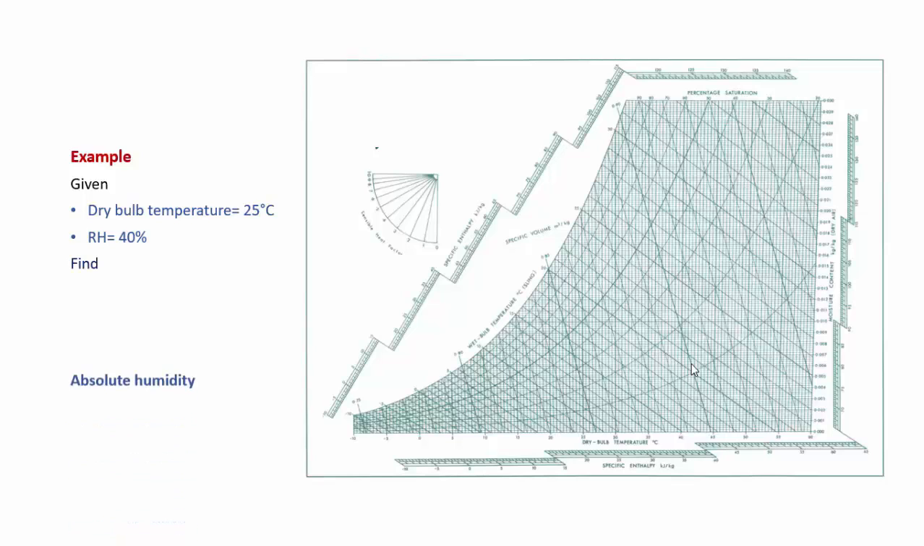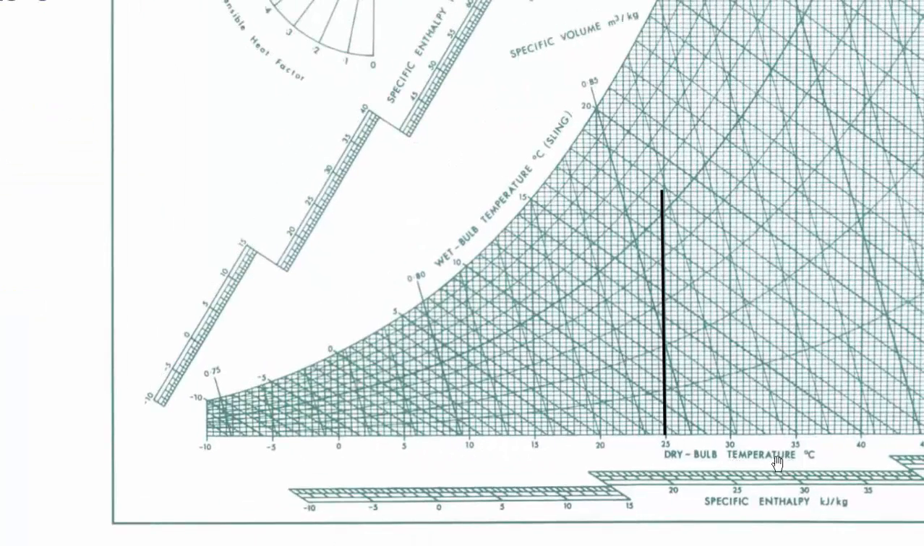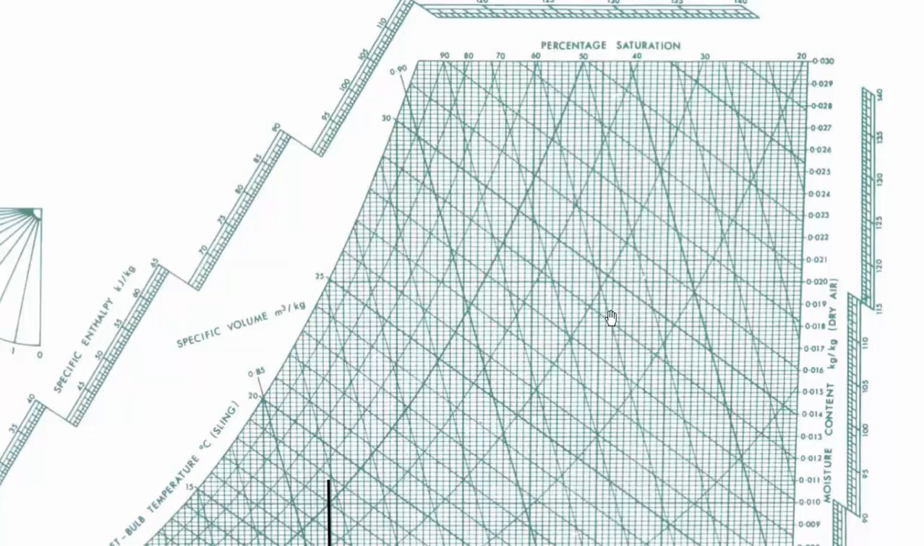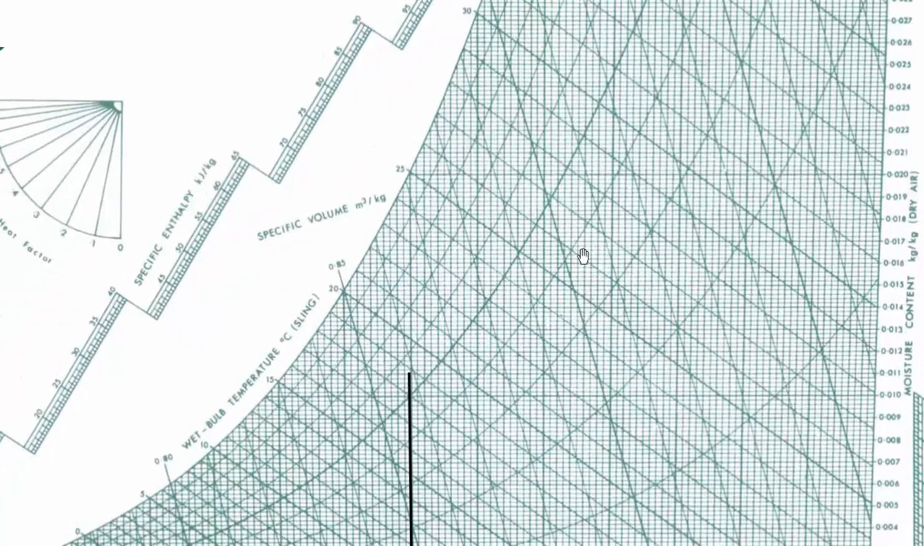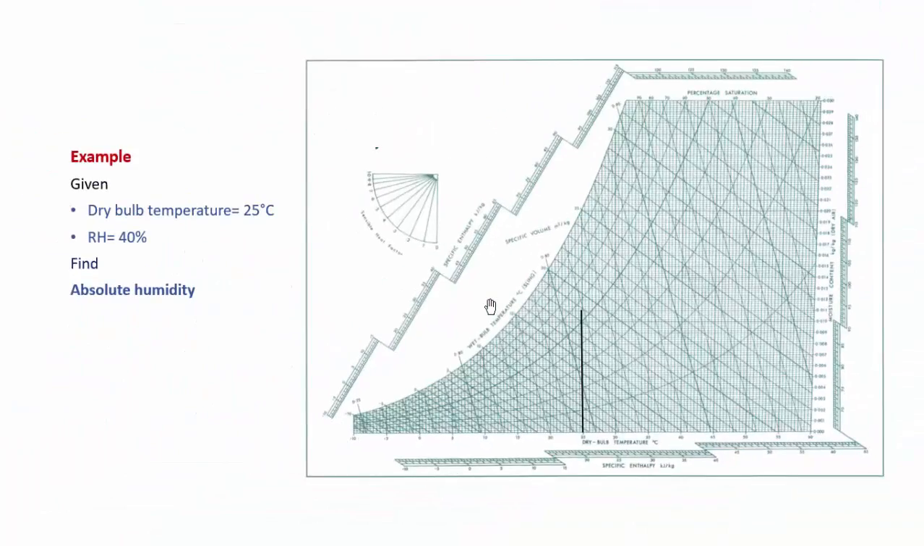So, for example, if you are asked to find the absolute humidity, the first thing you have to do is draw a line. So this is the dry bulb temperature. The dry bulb temperature is at 25 degrees centigrade and relative humidity is at 40%. You draw a vertical line from 25 degrees, and this is the humidity curve, 40%. The point where the 40% humidity curve and the dry bulb temperature line touch will be the intersection point. From this point, you can find the absolute humidity.